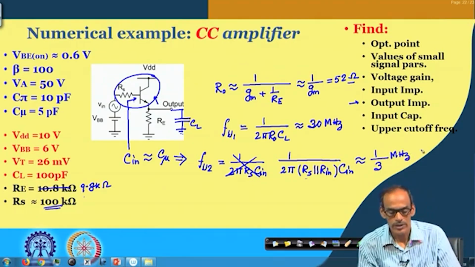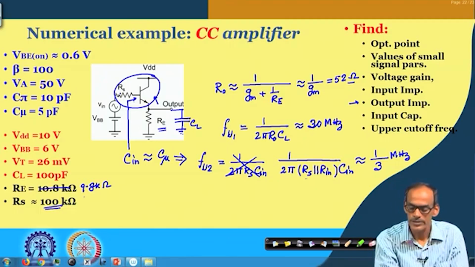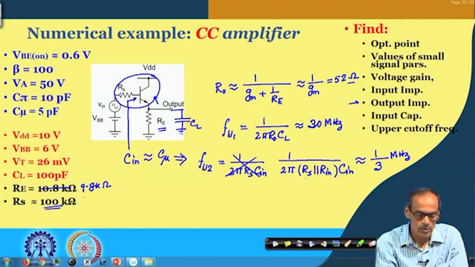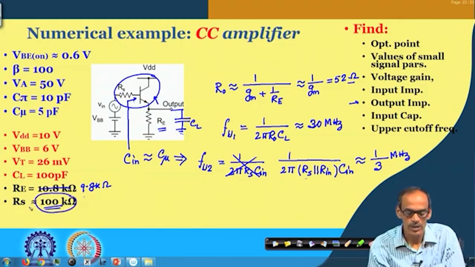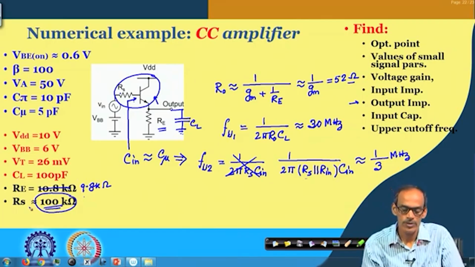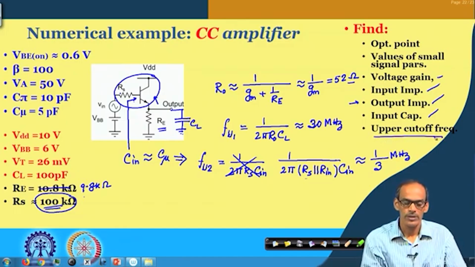So, the conclusion here is that even if you consider R e and R s, still we do have the overall performance of the circuit, even with R s very high, or the qualitative performance of the circuit, namely the voltage gain approximately 1, and then input resistance is very high, output resistance is very small, input capacitance is low, and then the upper cutoff frequency remains high only, right.